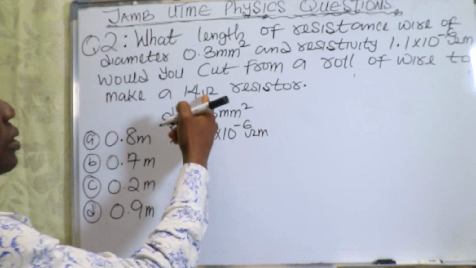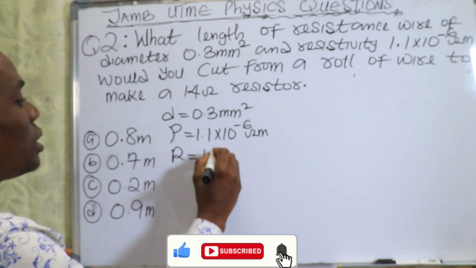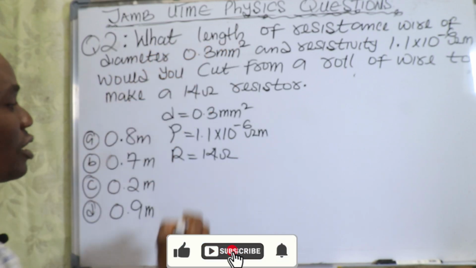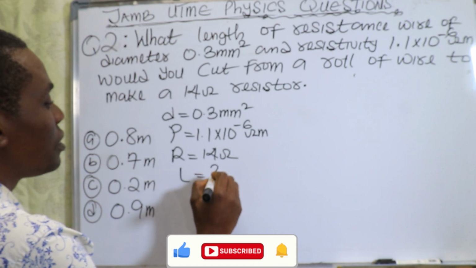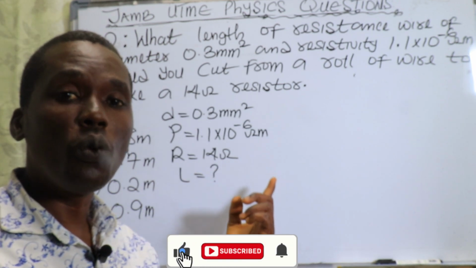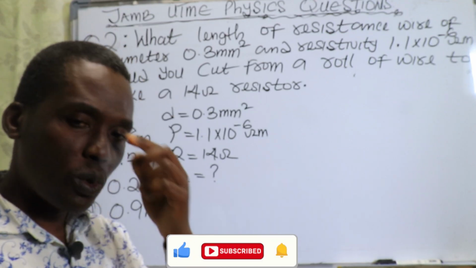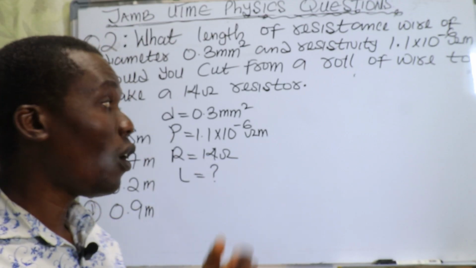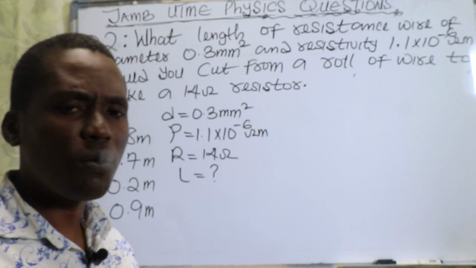The next thing wey dem give us na the resistance, and say the resistance be equal to 14 ohms. Now they make you find the length of the wire. Now length we dey look for. So we know wetin dem give us, we know wetin we dey find, but we don't know the formula we go use yet. With all these things wey dem give us, we go fit find the answer.